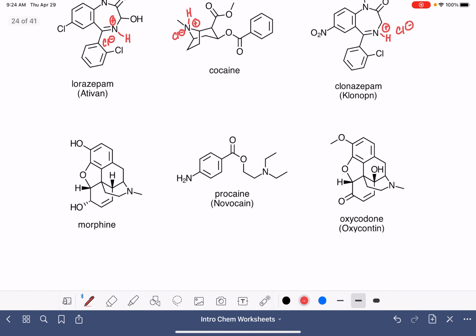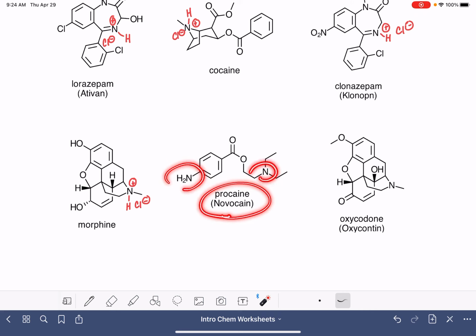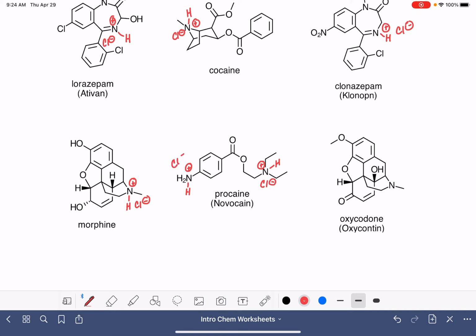And we've got a couple more to go. Morphine has 1 amine. Novocaine has 2 amines, so we'll put a hydrogen on that one, put a hydrogen on this one, and a couple of chloride ions. And then last but not least, oxycodone has 1 amine. Give it a chloride.